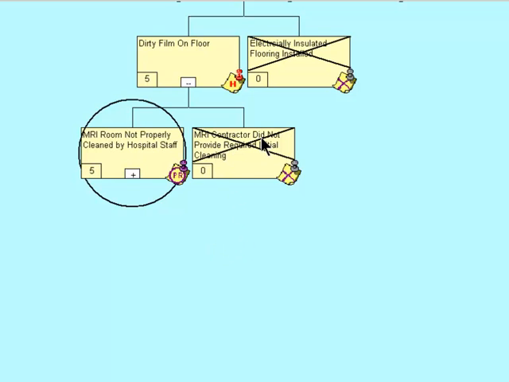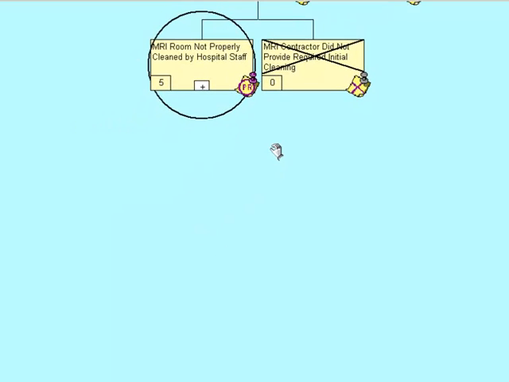The MRI contractor did not provide the required initial cleaning. This was proven not to be true. When the MRI contractor turned over the MRI suite, it met all of the requirements and the specifications. However, once it was handed over, the MRI room was not being cleaned properly by the hospital staff.